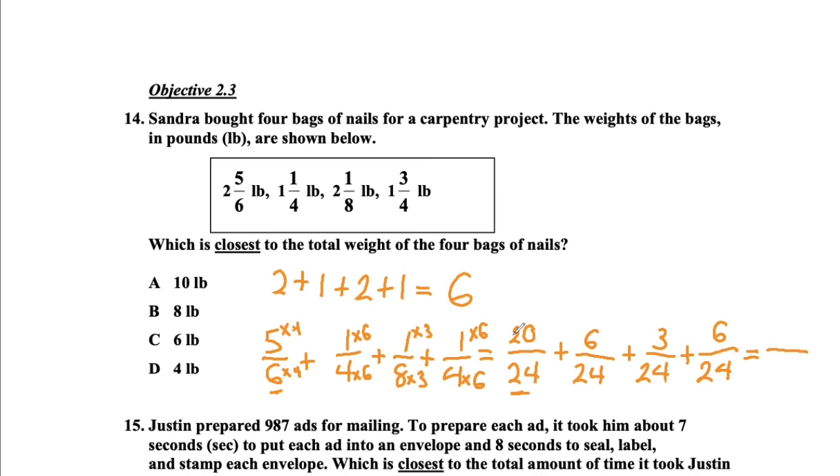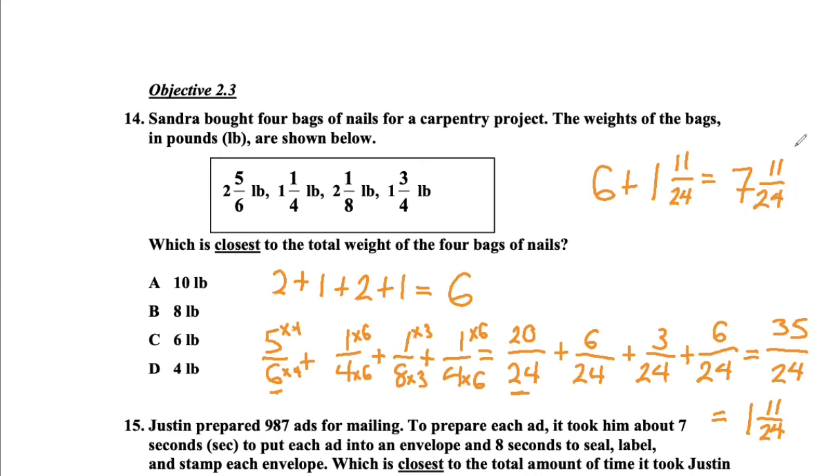And if we add up all of the numerators, 20 plus 6 is 26. 26 plus 3 is 29. 29 plus 6 is going to be 35 over 24. And if we were to change this to a mixed number, it would be 1 and 11 over 24. So finally, we need to add 6 and 1 and 11 over 24, which is going to be 7 and 11 over 24.